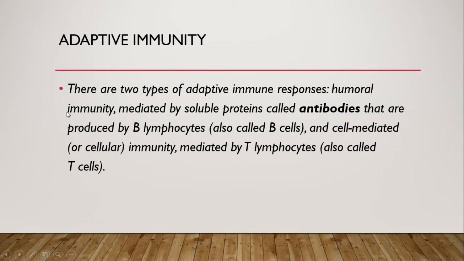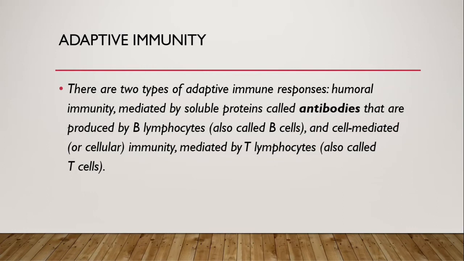First one is humoral immunity, that is mediated by soluble proteins called antibodies that are produced by B lymphocytes, also called B cells. Cell-mediated immunity is mediated by T lymphocytes, also called T cells. So there are two types of adaptive immunity. First one is the B cell or humoral immunity. Second is the cell-mediated immunity that is mediated by T lymphocytes.